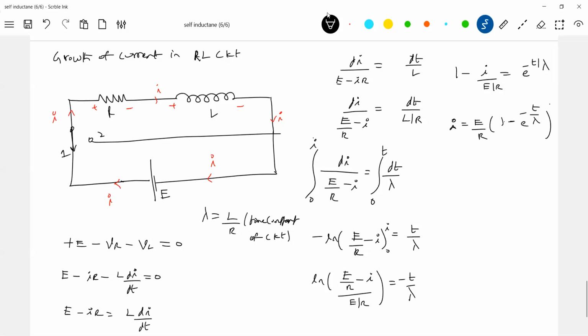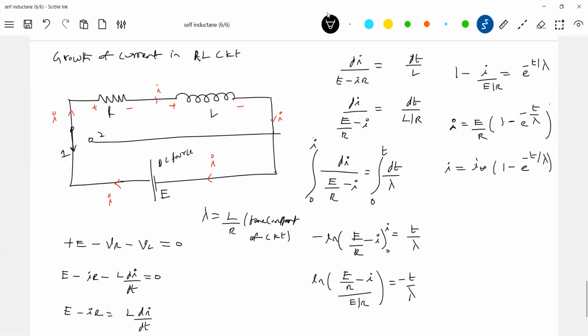Now, when you switch on the circuit, the current will not immediately become maximum. Though we are sending a constant current, what do you expect? It's a DC source. What do you mean by a DC source? Current is directed in one specific direction and does not alternate. So when I switch on, I thought a current E by R would flow. No, the current will gradually increase. When will it be E by R? After a long time. This is the steady state current, I infinity.